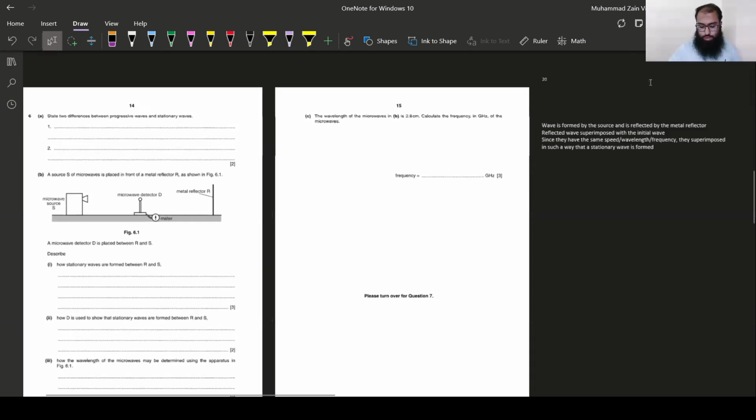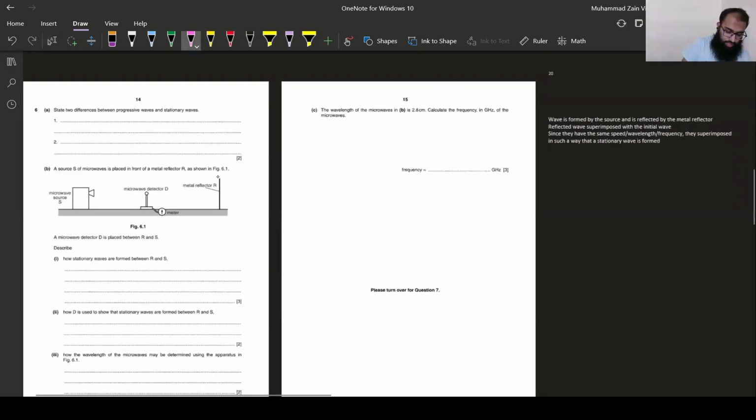So a wave is formed from the source and is reflected from the metal reflector, which is essentially plate R, and the reflected wave gets superimposed with the initial wave. So there was this wave which was traveling from point S and it struck point R. When it struck point R, it got reflected in such a direction.